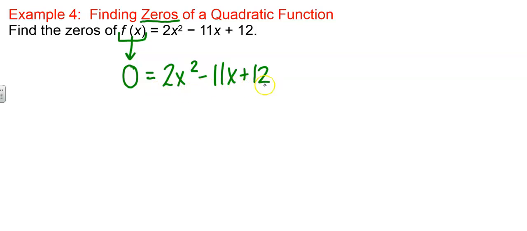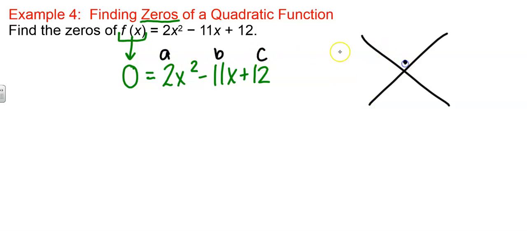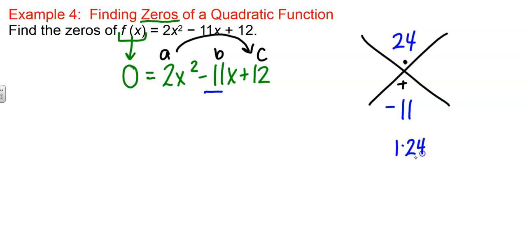Now, there's no GCF here, but we do have a leading coefficient. When we have an a value, a, b, c, we have to multiply our a and c together. So what multiplies, 2 times 12, is 24. Our b still stays our middle, negative 11. So all the ways to get to 24: 1 and 24, 2 and 12, 3 and 8, and 6 and 4. Now, the only way to multiply to a positive but add to a negative is both of them are negative.